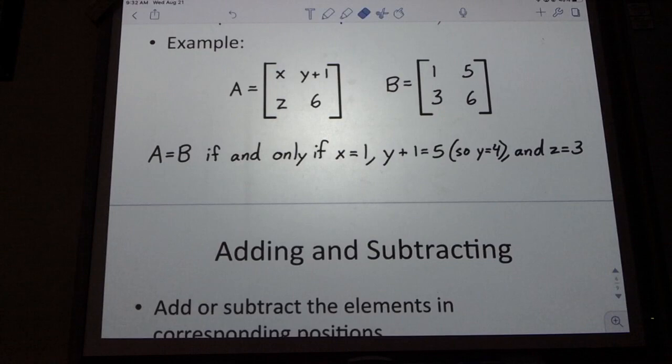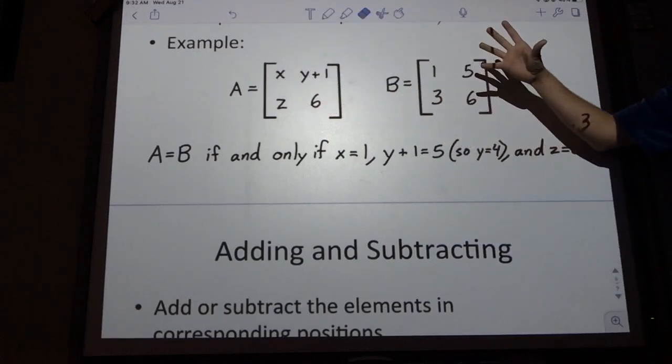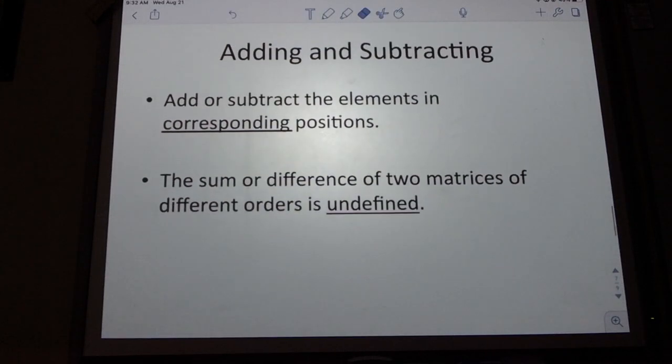So that's what this next slide says. It says, when you're dealing with matrices, at least with addition and subtraction, you're always dealing with corresponding, so same spot places. That means if I take this one and I set it on top of that one, whatever stuff lands on each other, those are the corresponding positions. So right there.